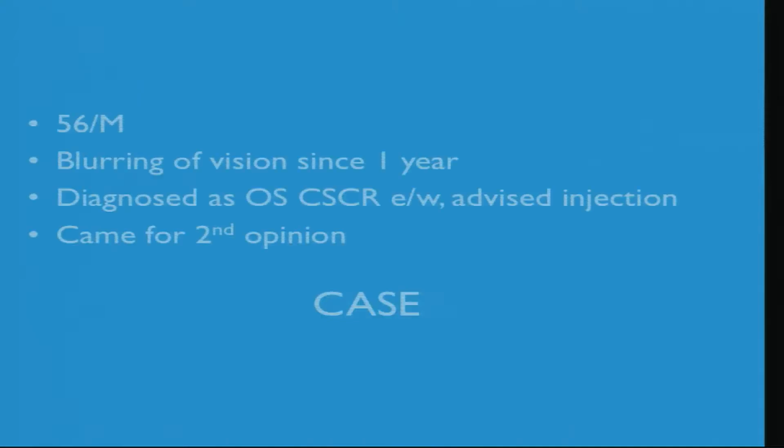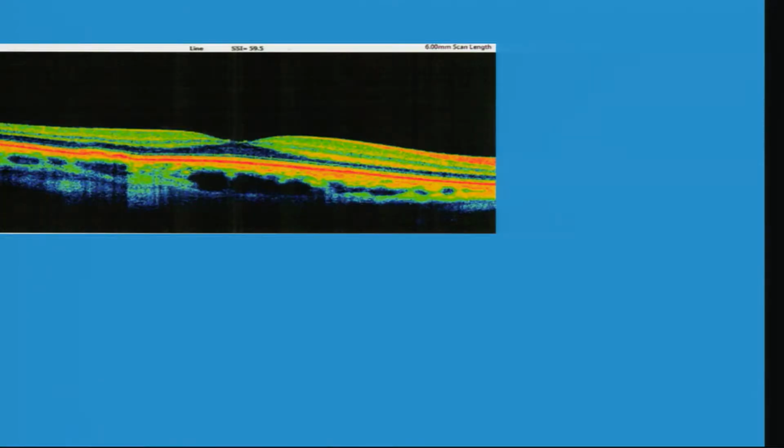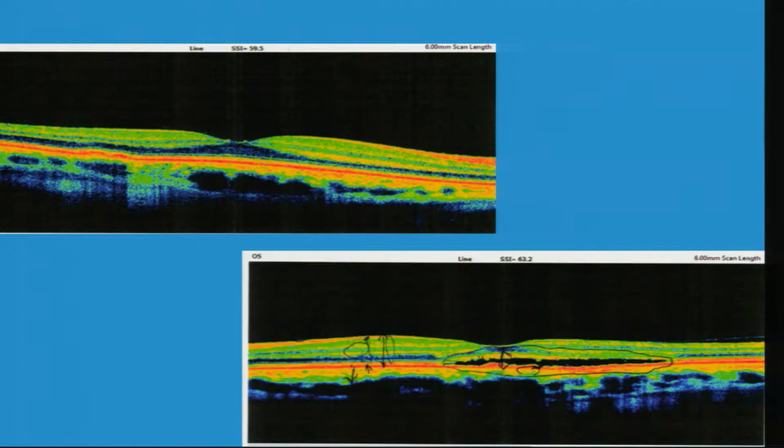So if I have time, I can move on with the last case, a 56-year-old male who presented to me with blurring of vision for the last 1 year, a high-profile patient. He was diagnosed to have CSR, and he came for a second opinion from Calcutta. And you can see that his right eye OCT is okay, but the left eye does show a subretinal fluid with some deposit, which I thought, yeah, probably this is a chronic CSCR.